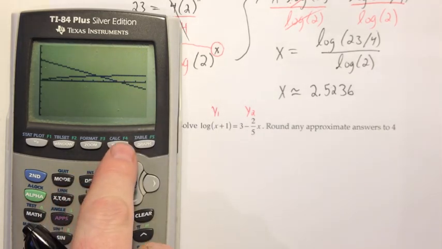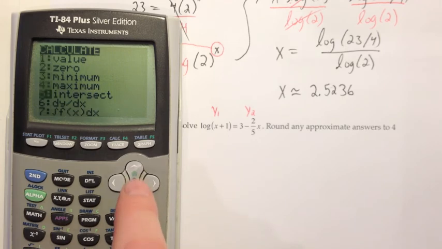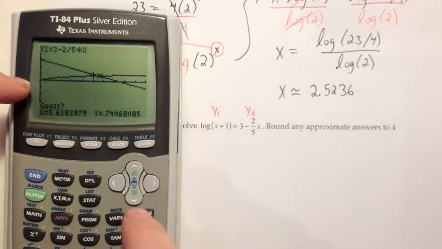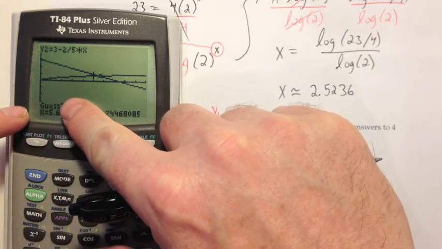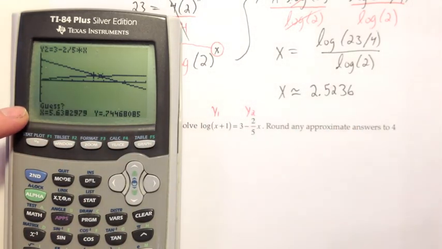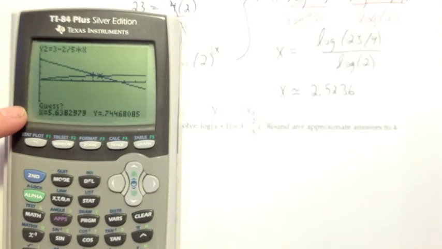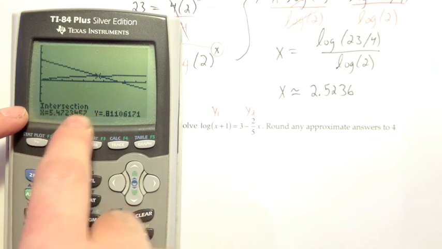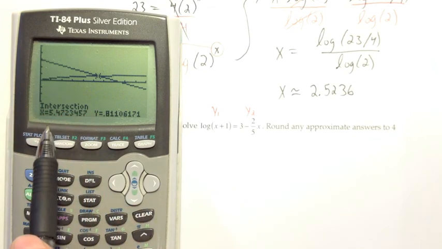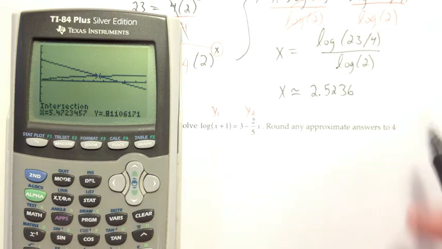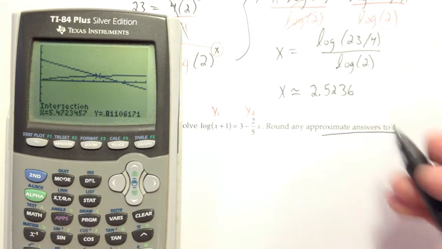So to find that out, we want to go into the calc menu and choose intersect. Is the log my first graph? Yes, press enter. Is the line my second graph? Yes, press enter. For the guess, I'll move over a little closer, but notice it still says question mark. So if I want to confirm that that's my guess, I'll press enter again. And then it'll switch from saying guess to telling me what the intersection is. I guessed it was about 5.5, and now the calculator is telling me it's 5.47234457.